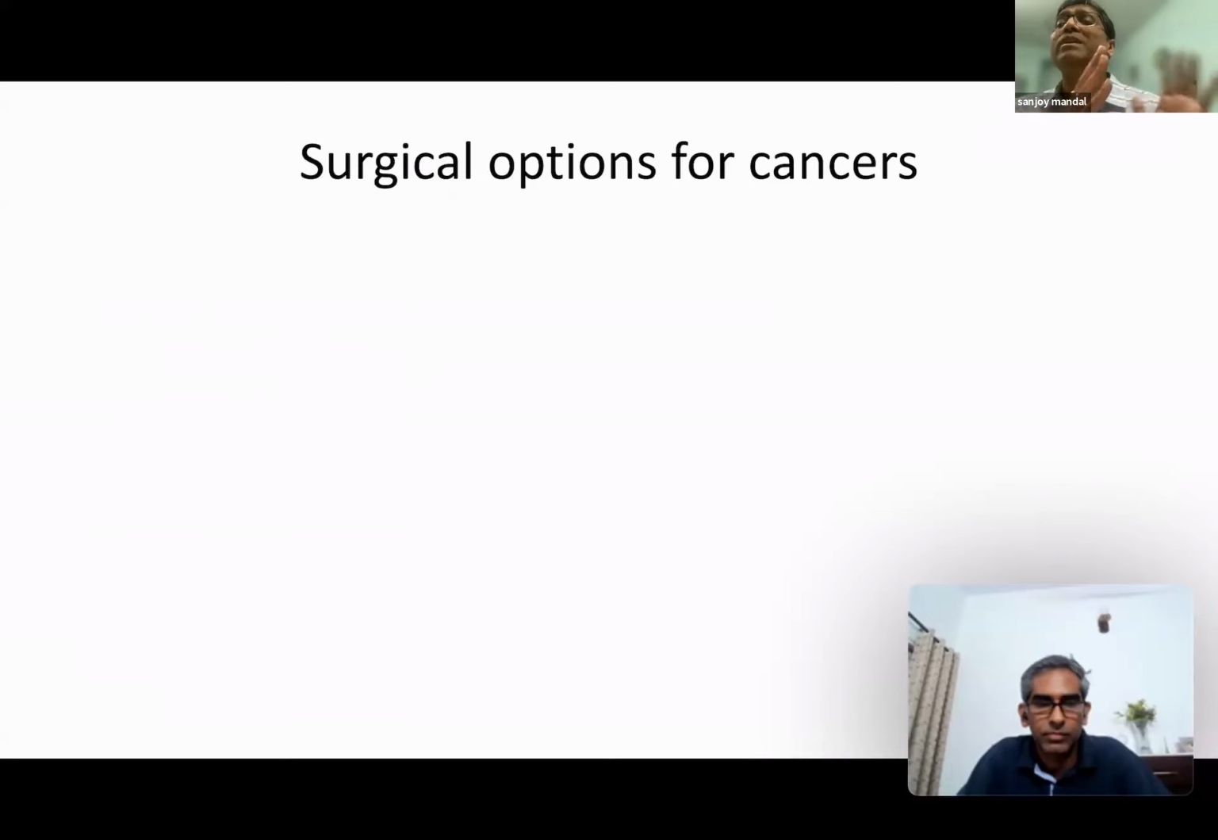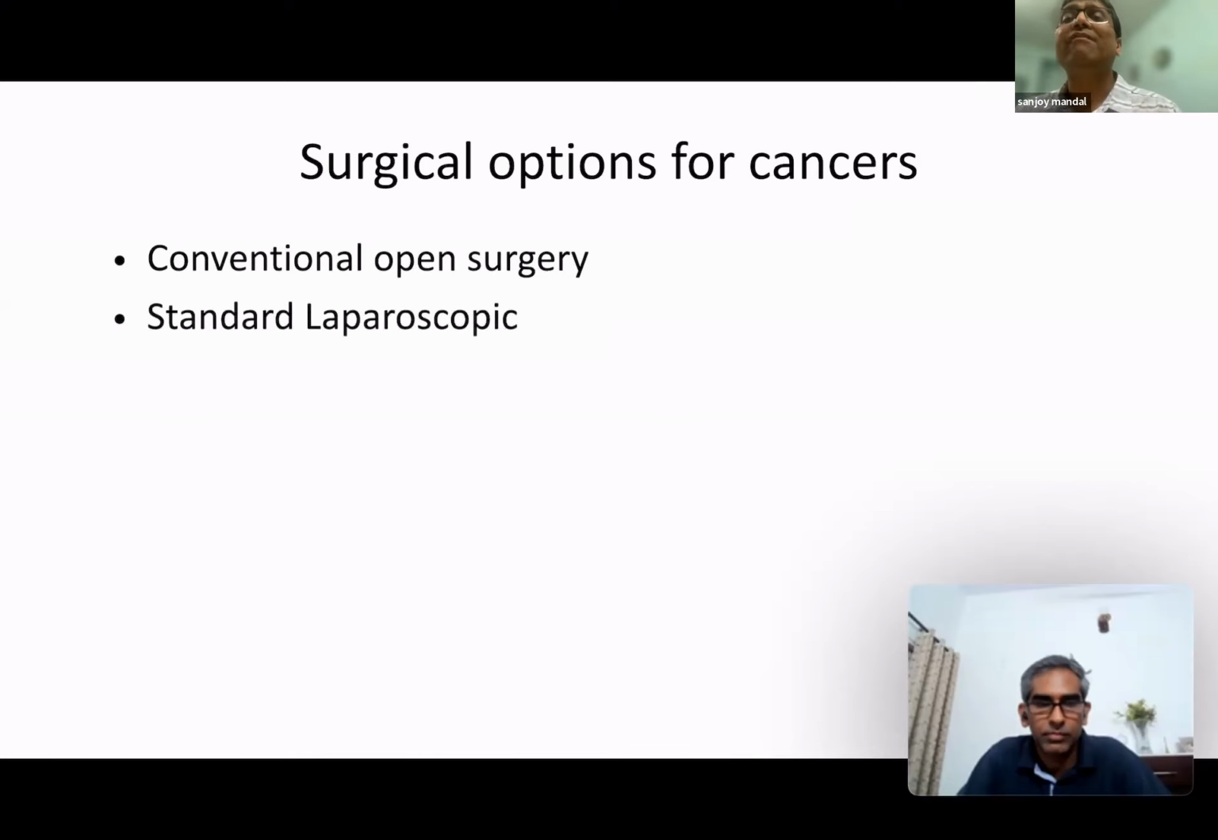Now, since we know what surgery we are going to do, what are the options that we have for colon cancers? Obviously, we have the option of open surgery, which has been the gold standard all along. And we have the new kid on the block, or the new gold standard, which is probably the standard laparoscopic colectomy. Then you have other concepts of complete mesocolic excision.